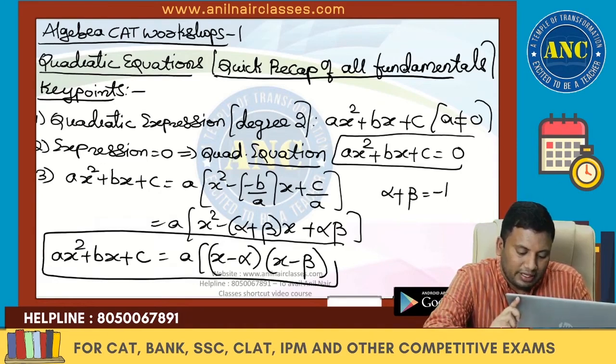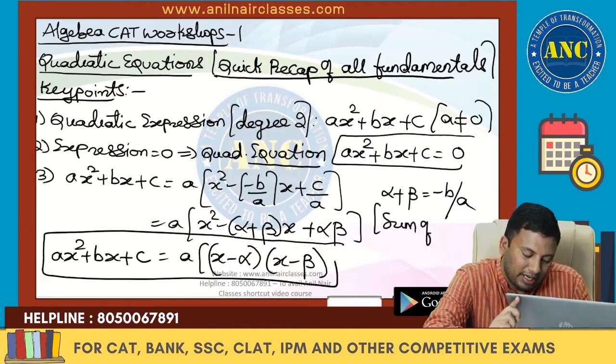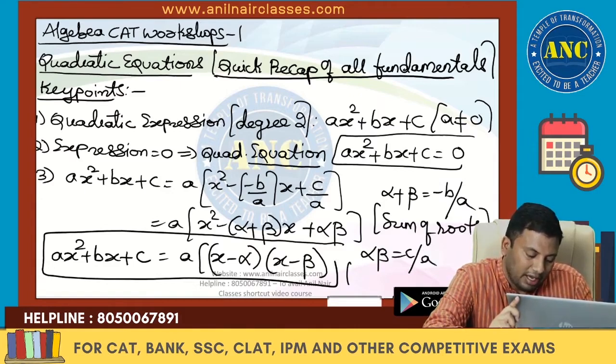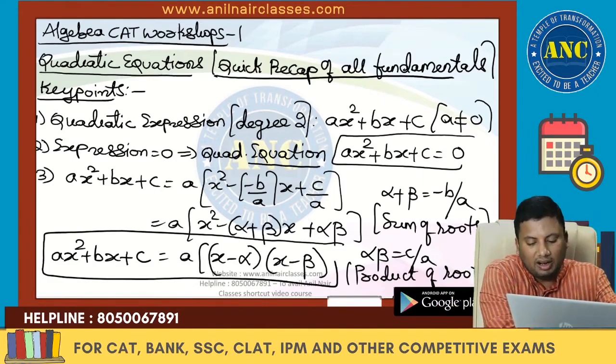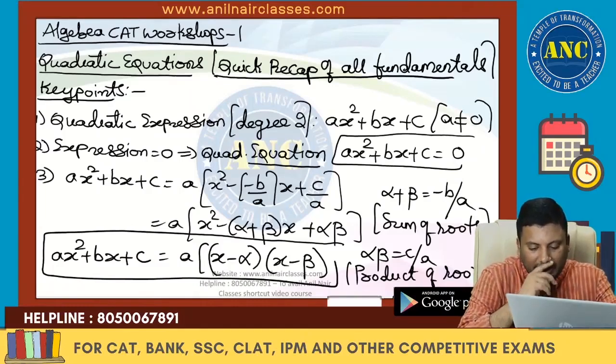Alpha plus beta is minus b by a. Alpha plus beta is the sum of the roots. Alpha beta is c by a, which is the product of the roots. Sum of the roots is minus b by a, and product of the roots is c by a. I hope it is clear.